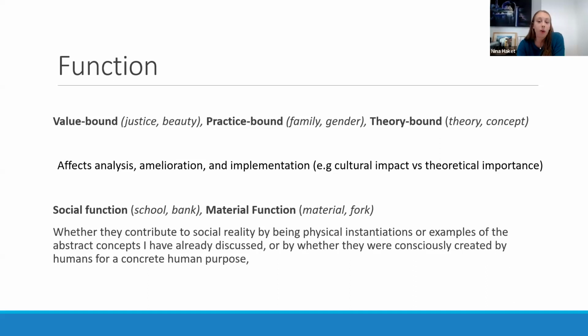Value-bound ameliorations possibly might be best ameliorated through things like educational systems, teaching people at a young age what our concept of beauty or justice is. Practice-bound ameliorations likely would be better implemented through making use of social currency, high-status individuals, and so forth, whereas theory-bound ameliorations are probably better distributed through scientific writings, groups, journals, things like that.